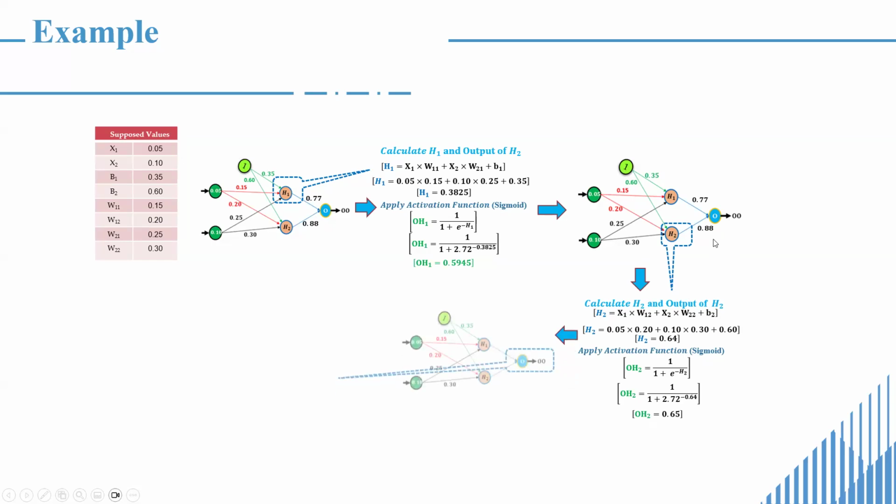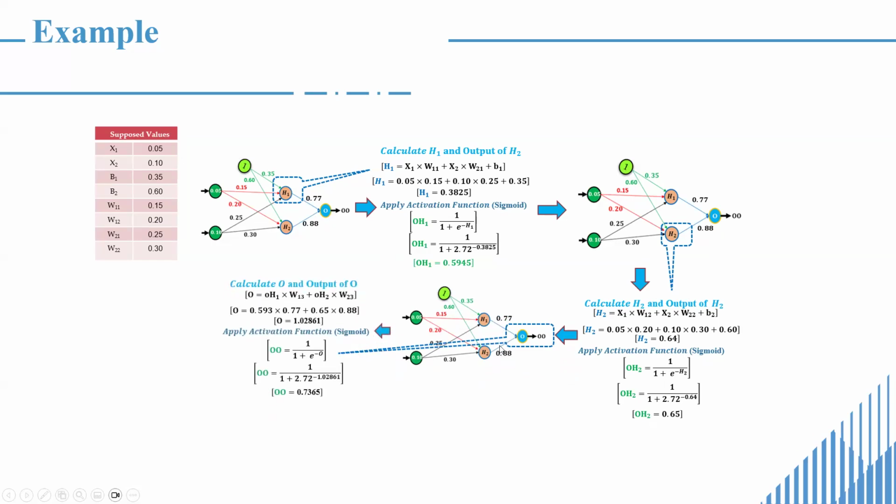Now to make the output, we have all of them. Now for the output we have H1. Where is H1 if we have done it? Here is H1. What was H1? We have counted here 0.59. So we have 0.59 multiplied by 0.77, plus for the second one we have 0.65 multiplied by this weight. And now we are getting some value for O, and then we are using a sigmoid function.